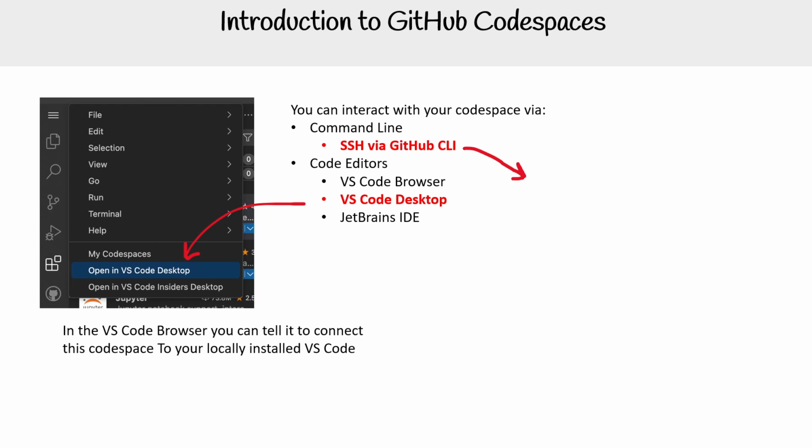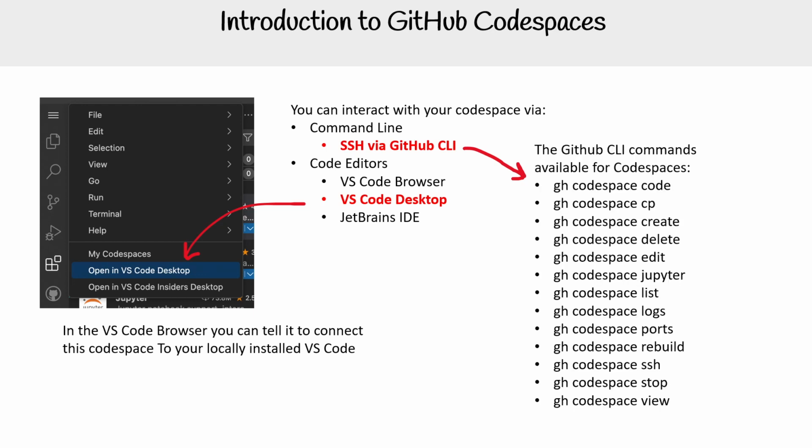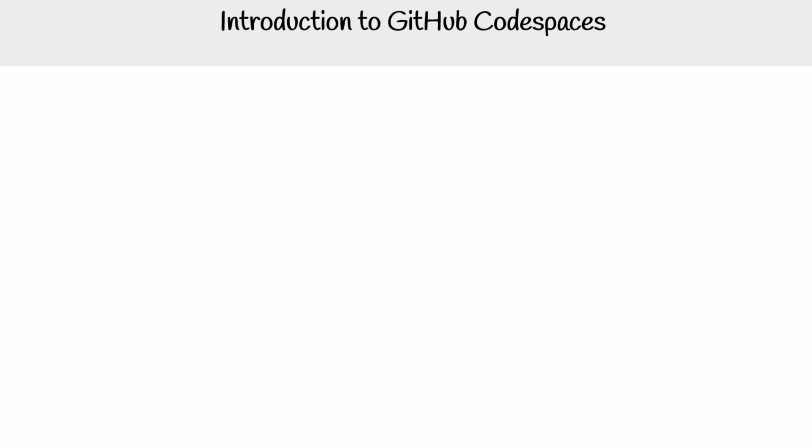But I usually use everything in the browser because I don't like to do local development anymore. I'm totally moved over to the cloud. But for the GitHub CLI, we do have a lot of commands there, and that's a great way to programmatically work with your GitHub Codespaces.